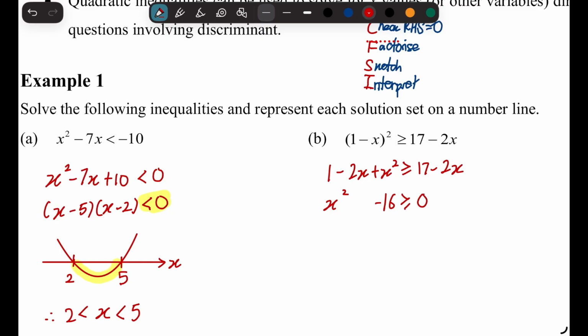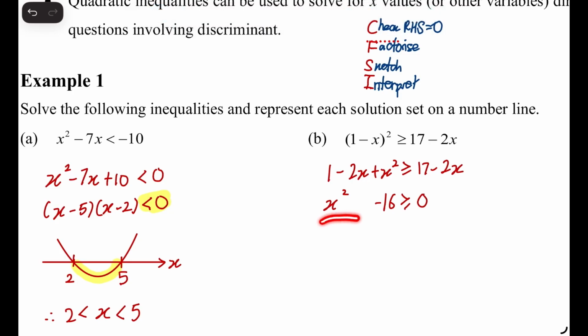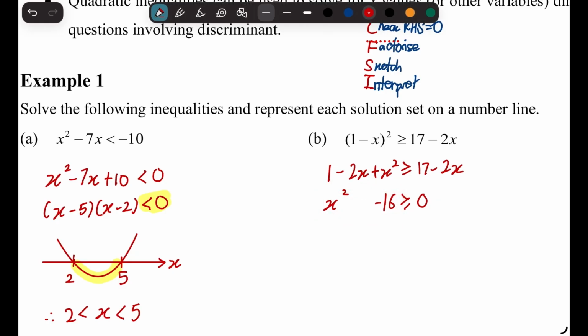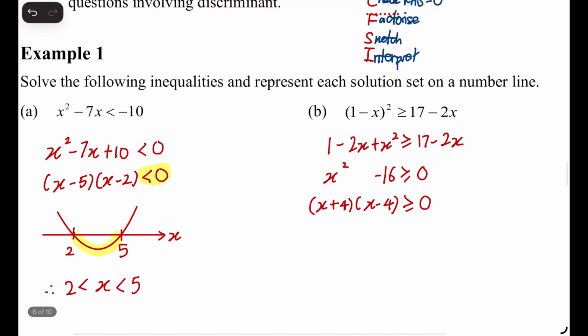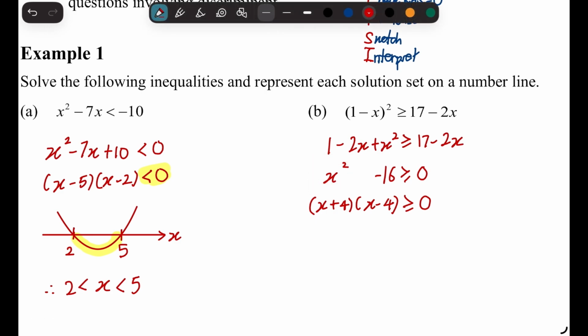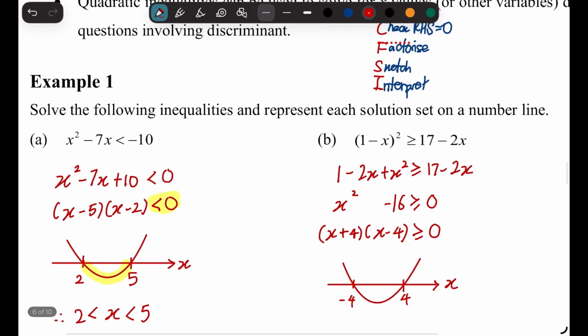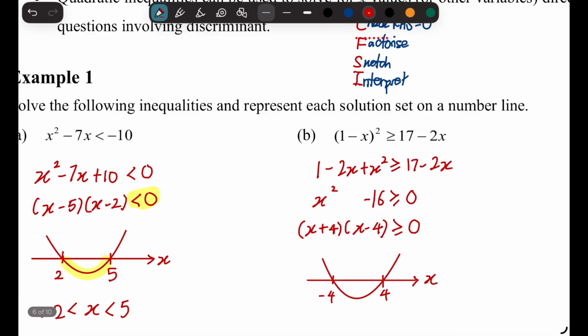Step 1 done. Step 2, factorize. x squared minus 16, this is a special identity, a squared minus b squared. I will get x plus 4 times x minus 4 greater than or equals to 0. Then next part, sketch. Based on the coefficient of x squared, this is a smiley face graph. My two x-intercepts, if I equate this expression to 0, are negative 4 and 4. So check: right hand side 0 done, factorize done, sketch the graph done.